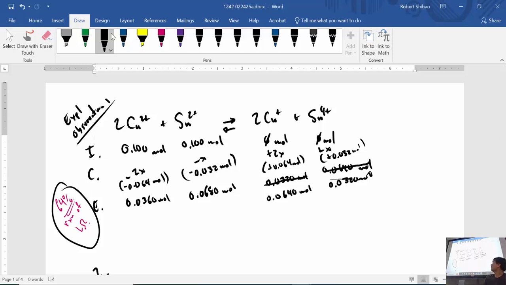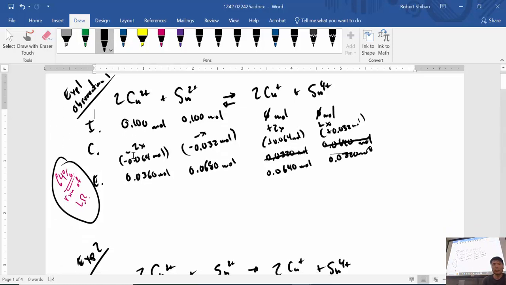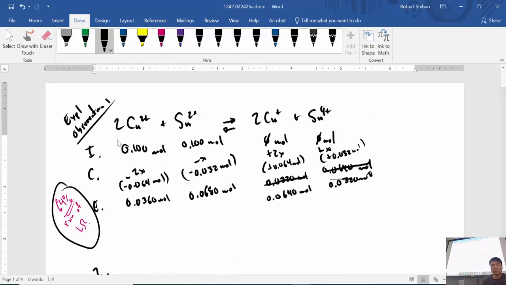Initially, when you start the reaction, we only have the forward reaction occurring. The forward reaction, if we were to plot it out, you can see if we look at the amount of copper 2 and tin 2, we start off at the same amount here. So let's have the copper 2 maybe as a blue line here at 0.100. And then the tin is this kind of magenta line here at 0.100.